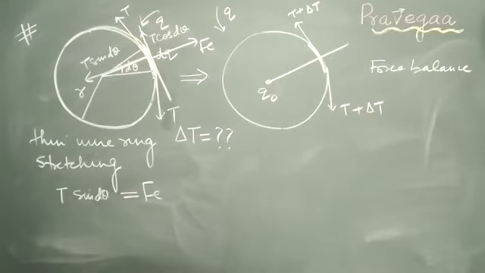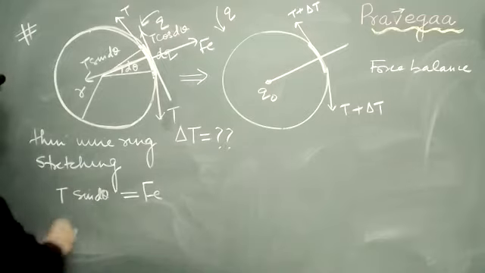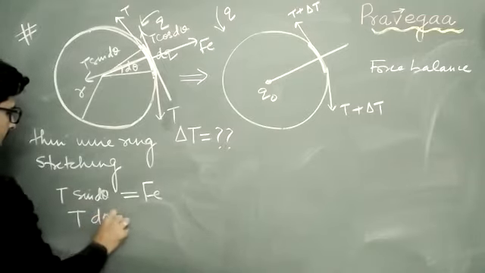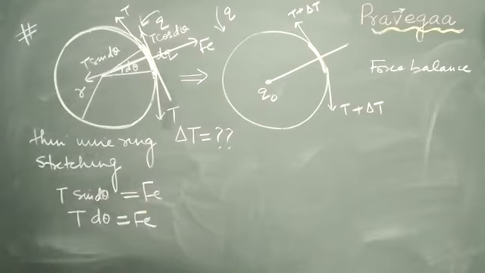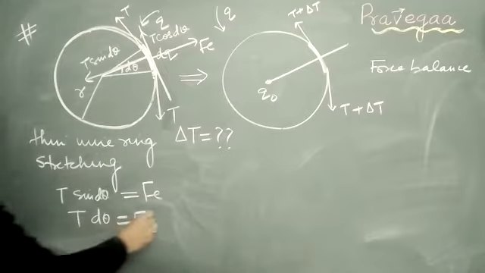If this Fe goes beyond this T sin small angle, I can use the approximation, so that is equal to Fe. If it goes beyond, it will break. Fe is that force of repulsion. So this is equation number 1.